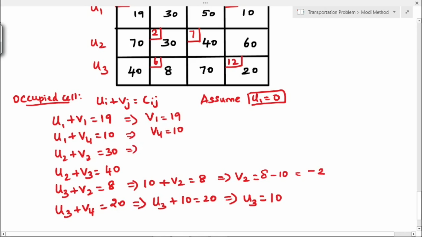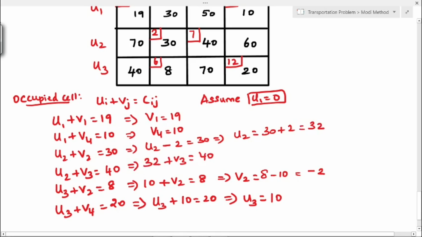So we know the value of V2. So U2 minus V2, which is minus 2, equals 30. So U2 is 30 minus 2, which becomes plus 2, so that is 32. So U2 is 32, plus V3 equal to 40. So V3 is 40 minus 32, that is 8.